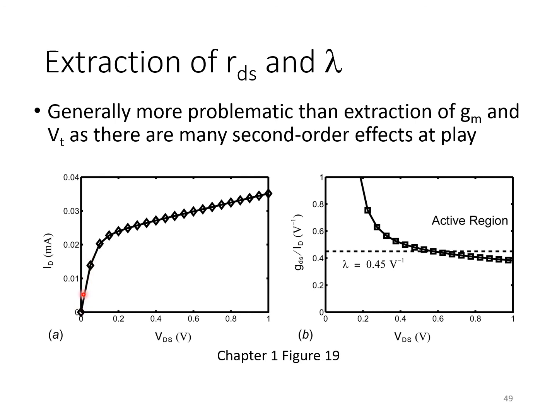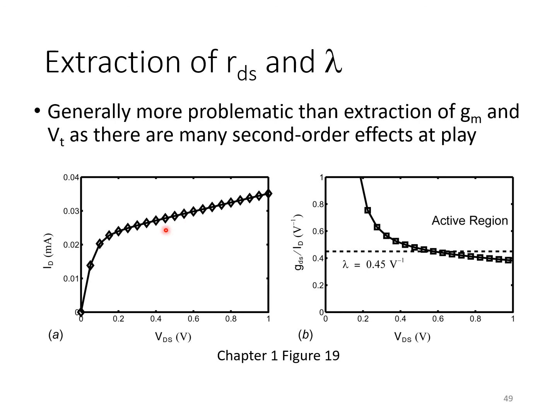That can be very useful, and that value may be even more useful if most of the transistors in your actual circuit are going to end up being used in triode mode. But if you're interested in RDS in active mode, then you may be interested in characterizing the slope over here. Now, I will say that generally trying to extract RDS and lambda is more problematic than extraction of GM and VT. You may see that if you try and do this yourself.